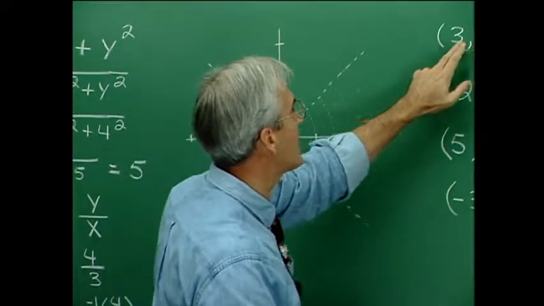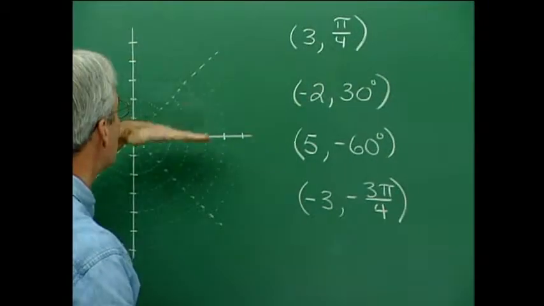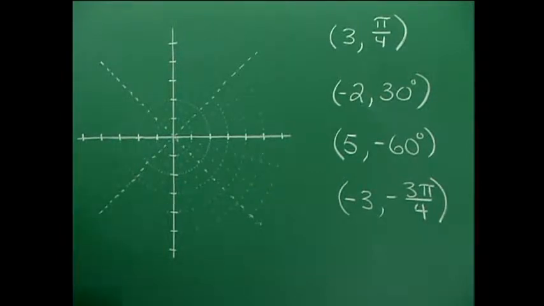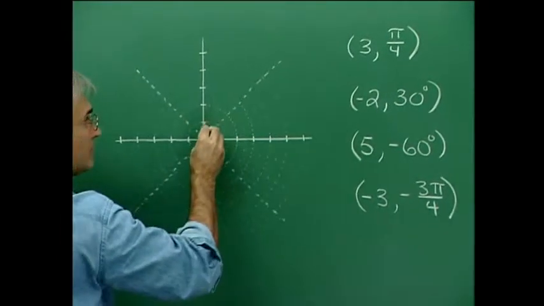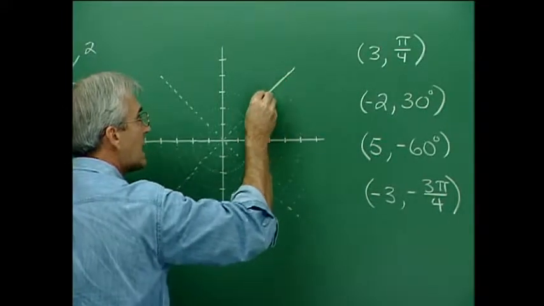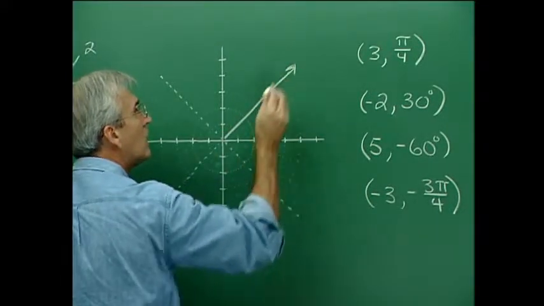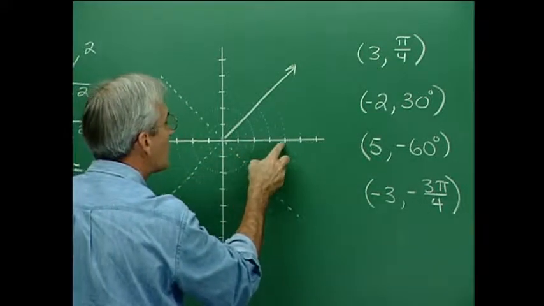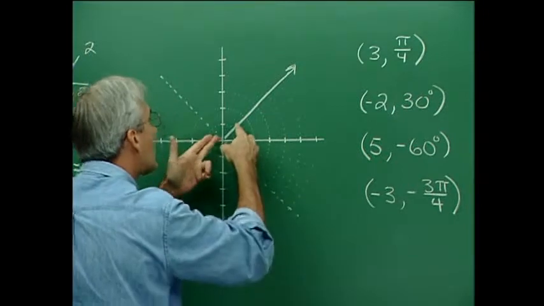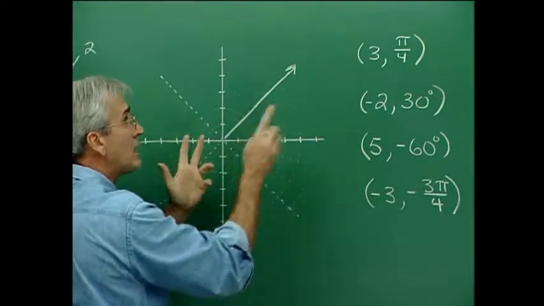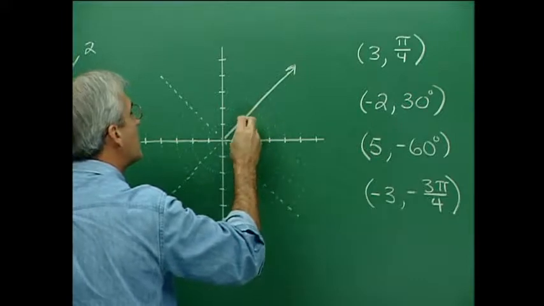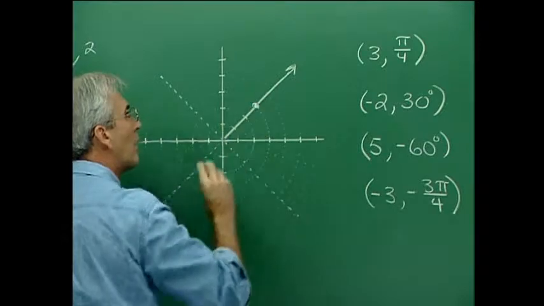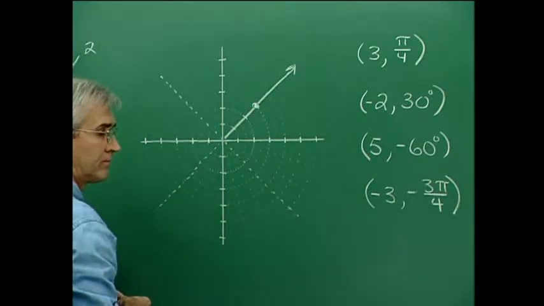If we're talking about (3, pi over 4), then we would first look at an angle of pi over 4. And we know that to be a 45-degree angle. That would be this angle. You see, we would have this ray. And then along that ray, we're going to go a distance of 3. I've made marks here along the horizontal axis, and I'm just going to follow those up on our ray. So it's a distance of 1, 2, 3. So here's 1, 2, 3. So here then is the point (3, pi over 4).